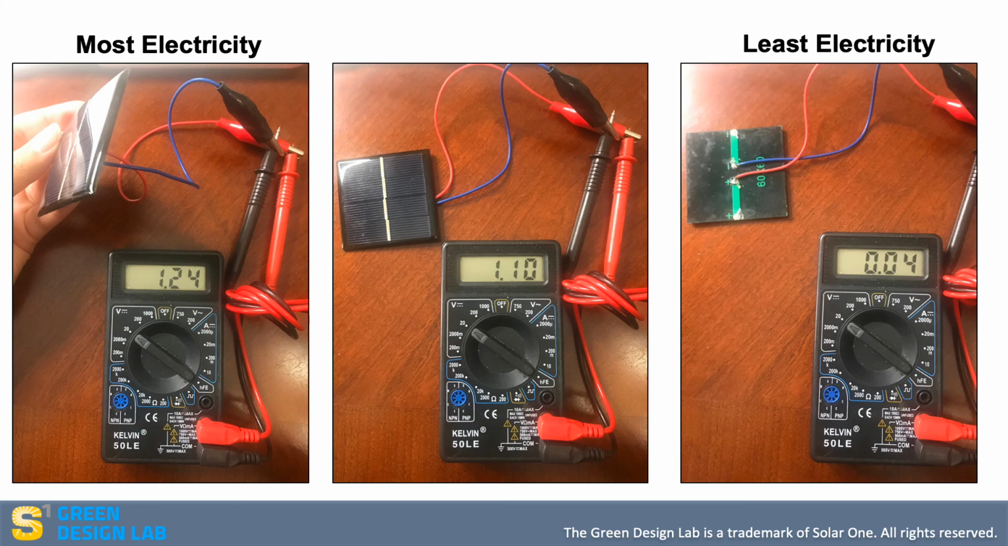Now we can compare all three ways we held our solar panel. We see that when we tilt the solar panel up to better face the incoming light, the panel produces the most electricity. When we turn the panel upside down, it produced very little electricity.